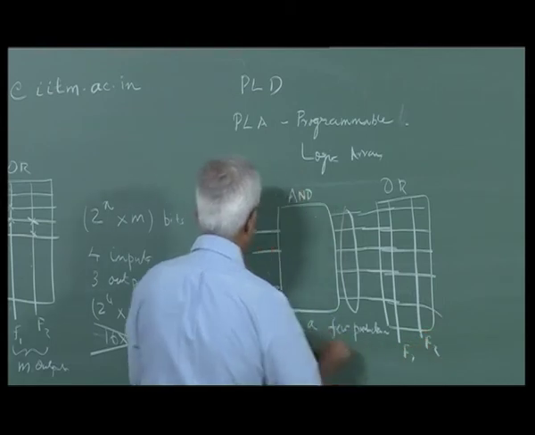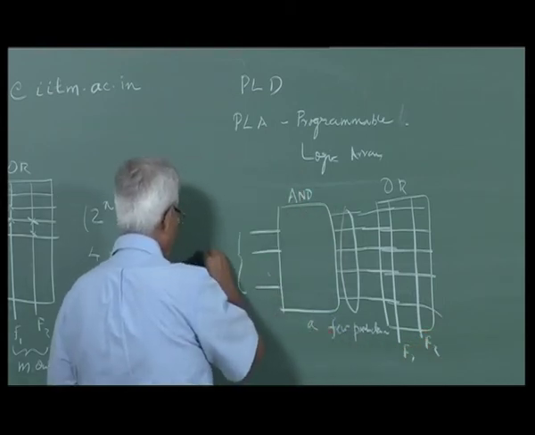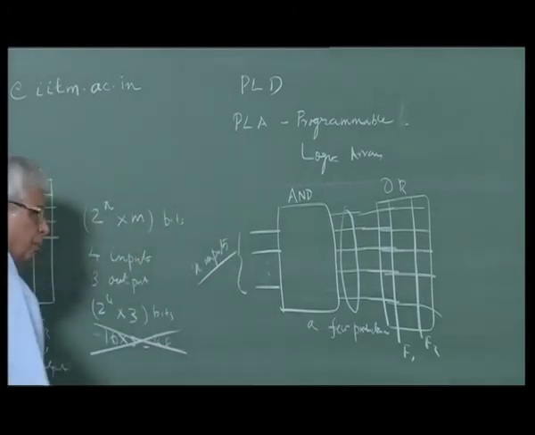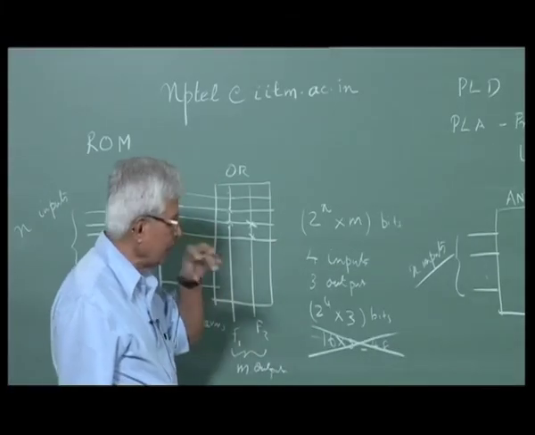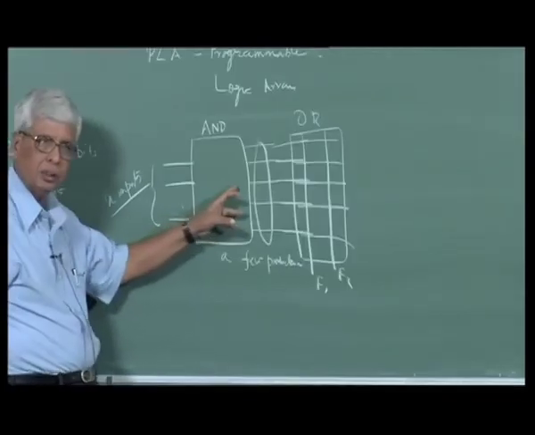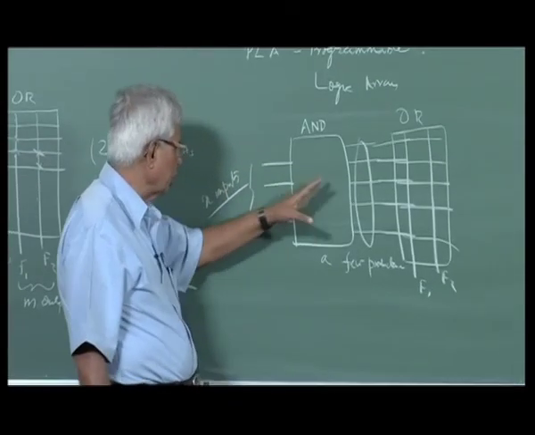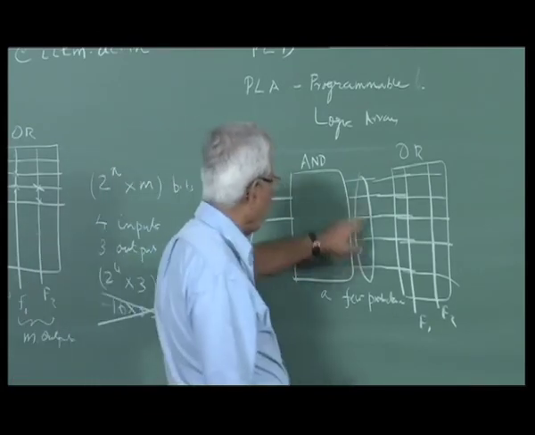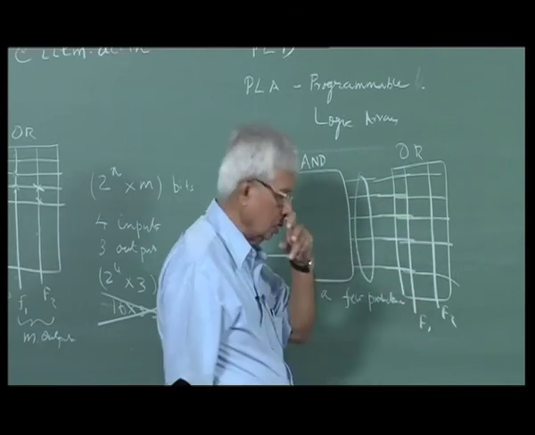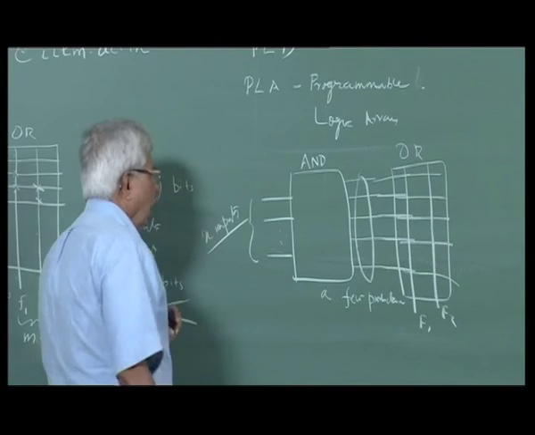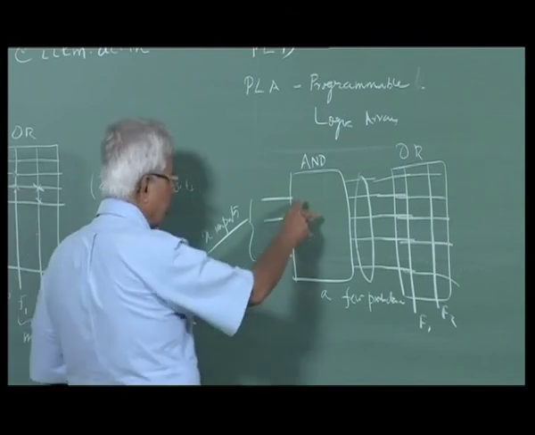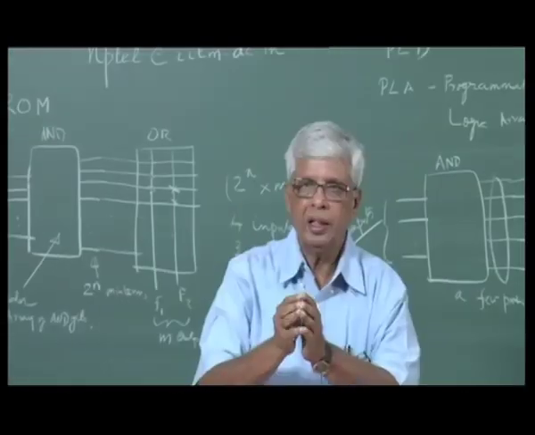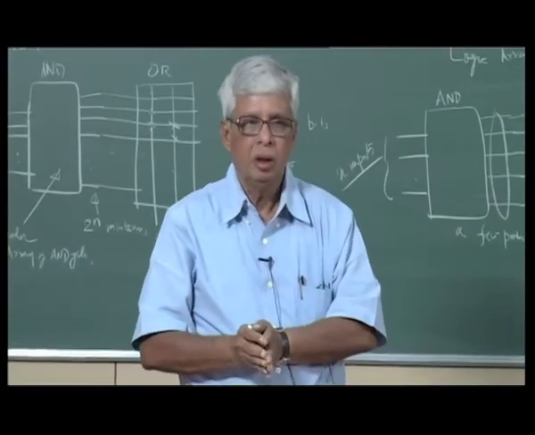The only difference is if there are n inputs, earlier all the 2 power n minterms were generated. Here I will not generate 2 power n minterms. I will produce a small number of not minterms but product terms, and those are required for implementing my final circuit, the OR gate. The advantage is the AND array becomes smaller. That way it has become more efficient. We will give a simple example.